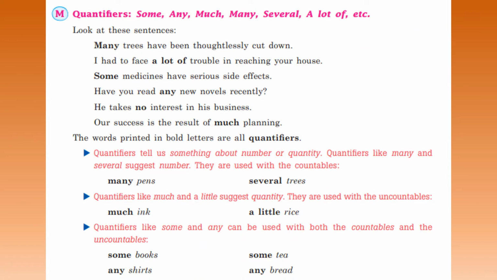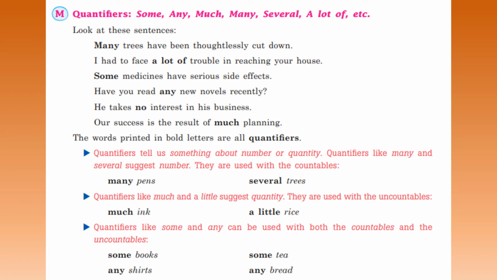Children, then we have quantifiers. They are some, any, much, many, several, a lot of, etc. A quantifier tells us something about number or quantity. Quantifiers like many and several suggest number. They are used with the countables, like many pens, several trees, etc. Quantifiers like much and little suggest quantity. They are used with the uncountables, like much ink or little rice.